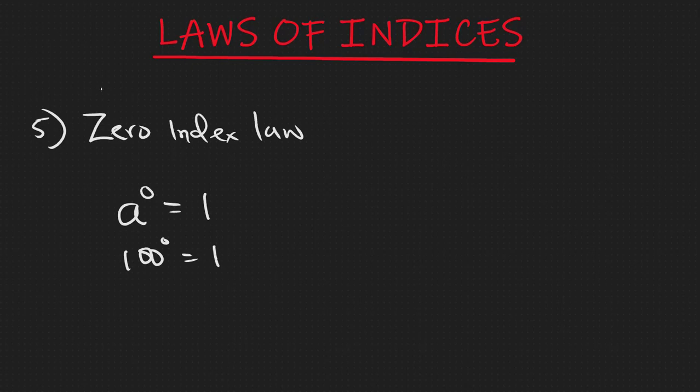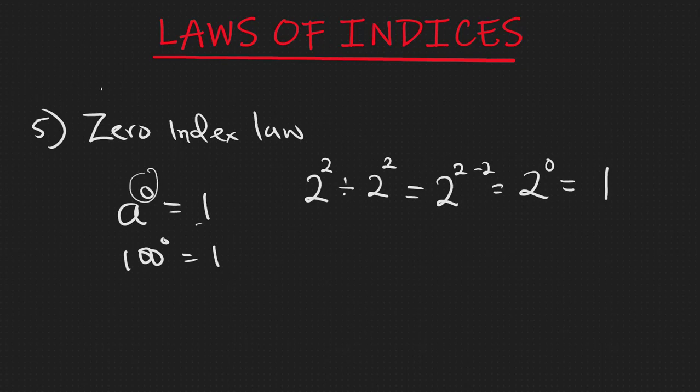Let's see, for example, if we have 2 raised to power 2 divided by 2 raised to power 2. Using the second law of indices, whenever we have bases that are the same, we simply subtract the powers. So we have 2 raised to power 2 minus 2, giving us 2 raised to power 0. And anything raised to power 0, based on the zero index law, is 1. So anything raised to power 0 will always give you the result of 1.